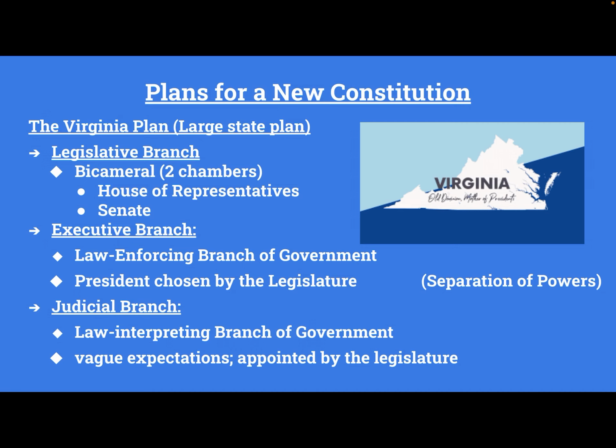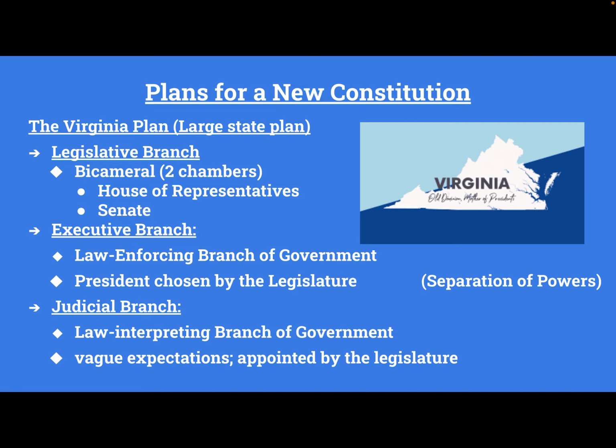This was not there in the article, so this is a brand new branch, the law enforcing branch of government. And what would happen is that the president, the person who was in charge of this branch, was going to be chosen by the legislature. Okay?